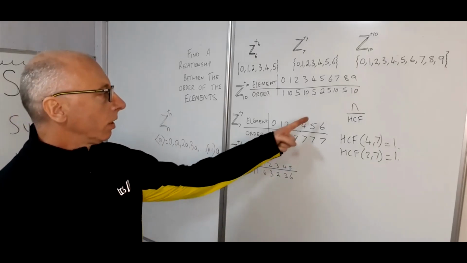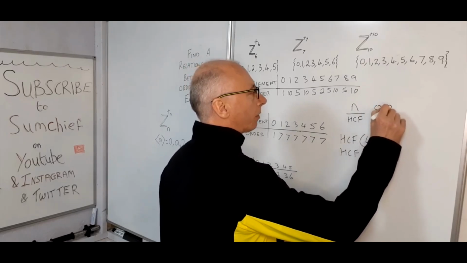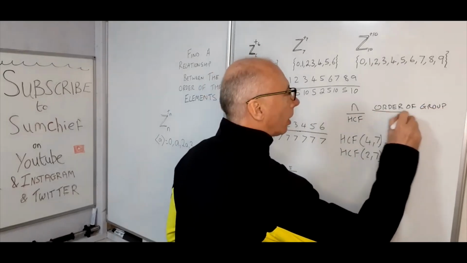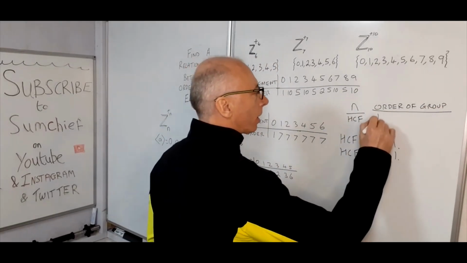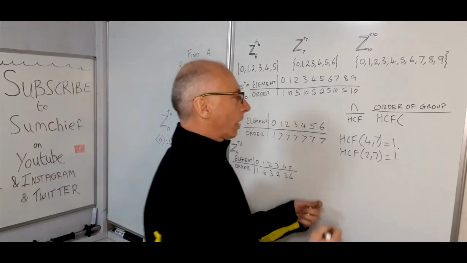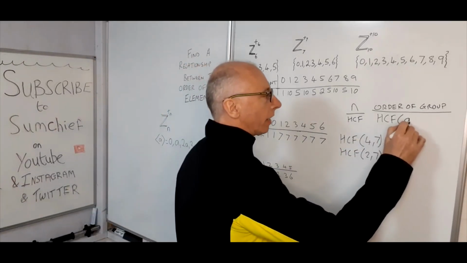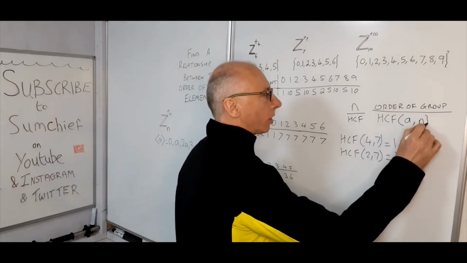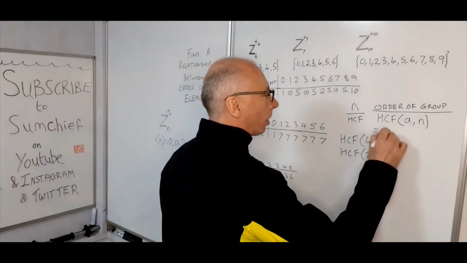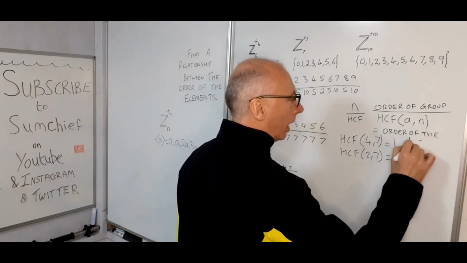Now if we take the order of the group, and divide it by the highest common factor of the element. So for example, we'll just call that A, as we did here. So the highest common factor of A and N, where N is the order of the group, I will say this equals the order of the element.